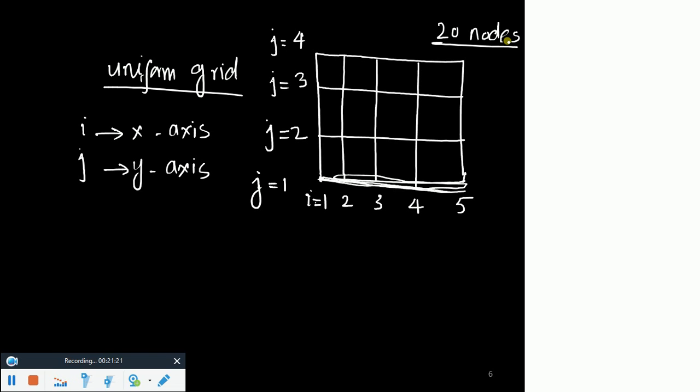You understand that? Now looking at this, I would say that the grid size is 5 by 4. This 5 represents the maximum I index and 4 represents the maximum j index. So how many total nodes would be there? 20.